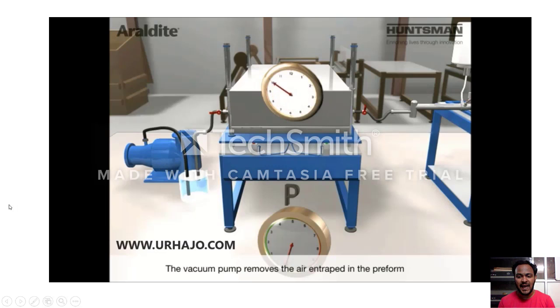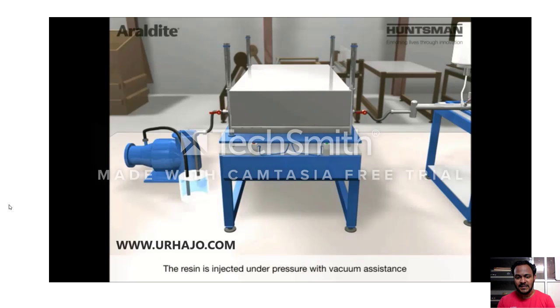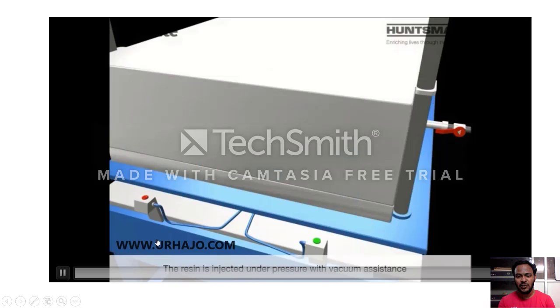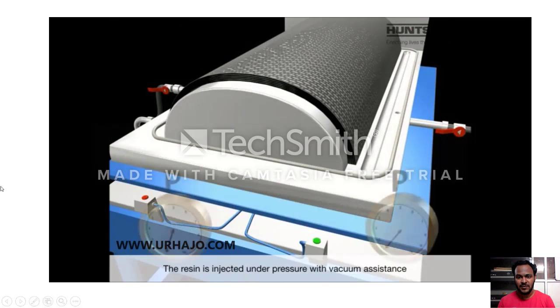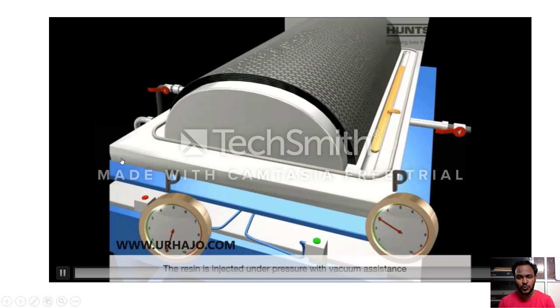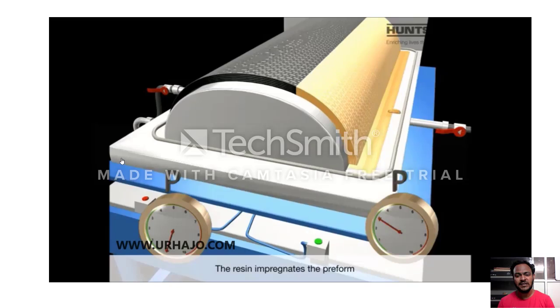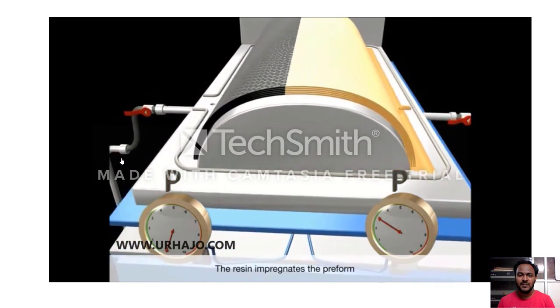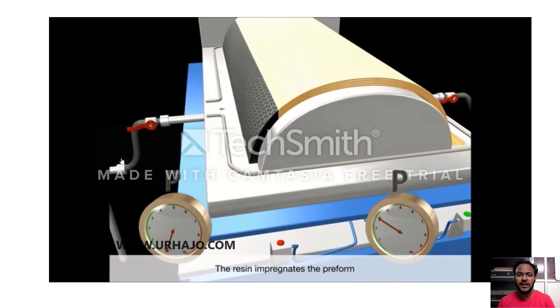The vacuum pump removes the air entrapped in the preform. The resin is injected under pressure with vacuum assistance. So once the resin is injected, it will start flowing through the sides and impregnate the fiber. The resin impregnates the fiber reinforcement, which is the preform. You can see how it is impregnated.